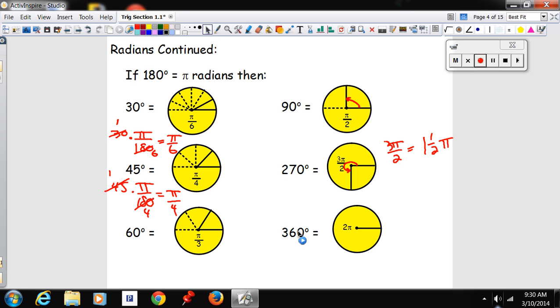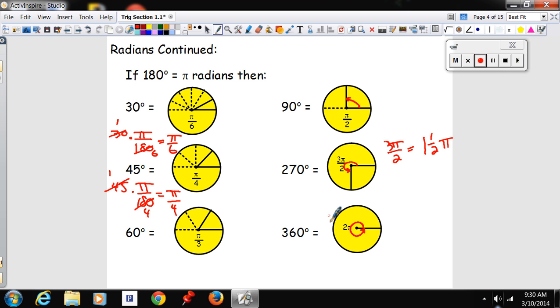My last one, 360, is the same as 2 pi. And what I'm going to do here is put my arrow to show that I went all the way one rotation. That's what 2 pi is. 2 pi is starting and ending right where you started. You go all the way around the circle once. You get around once, you got to do 2 pi.